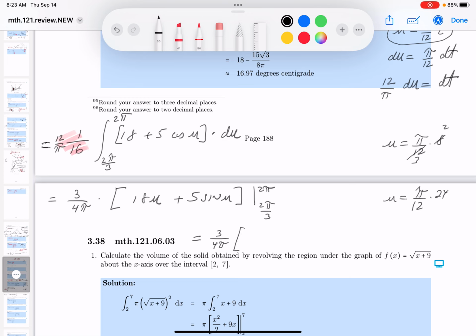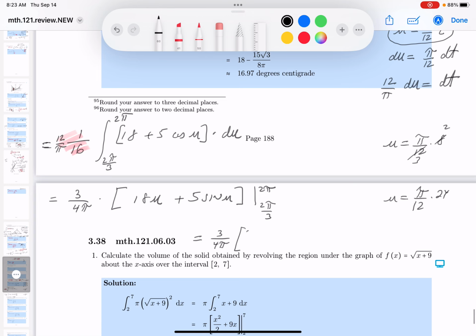And what do you get there? Let's take a look. You're going to get 18 times 2 pi, which is 36 pi, plus, well, the sine of 2 pi is just 0, so I'm not going to write that down. Minus 3 over 4 pi, and now we're doing 2 pi over 3. Let me make sure you understand what 2 pi over 3 is, since a lot of people don't recall. So 180 degrees over pi, that cancels. 3 goes into 180 60 times, and 2 times 60 is 120 degrees.